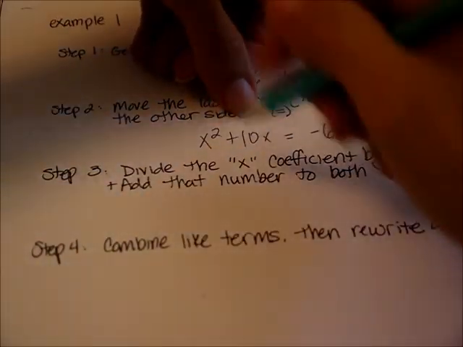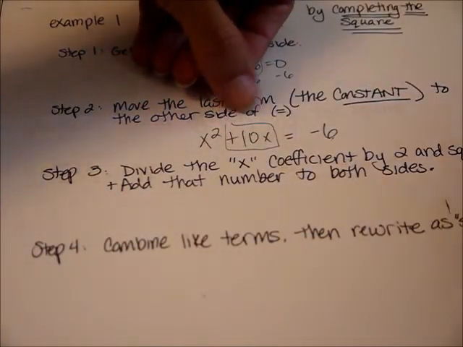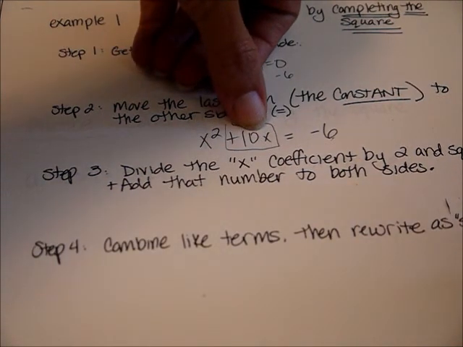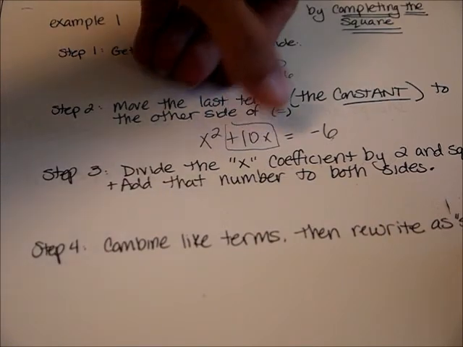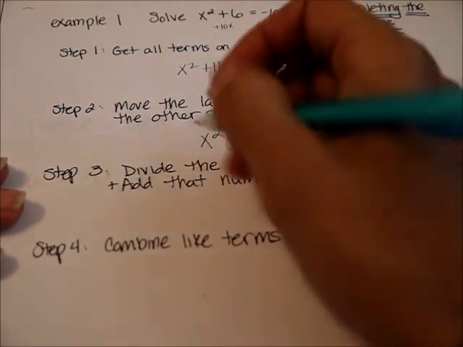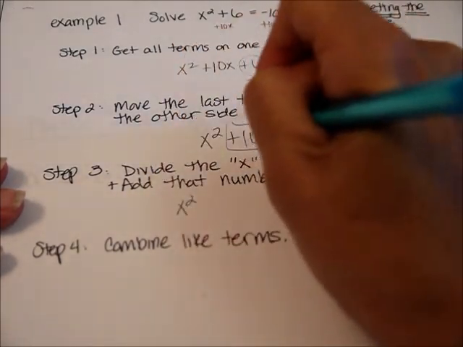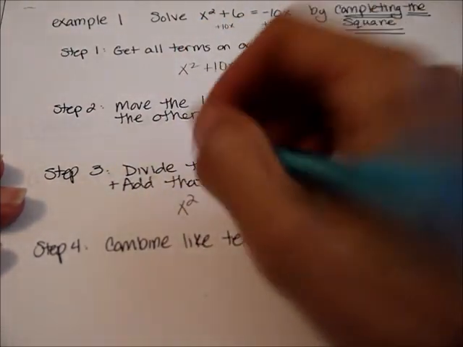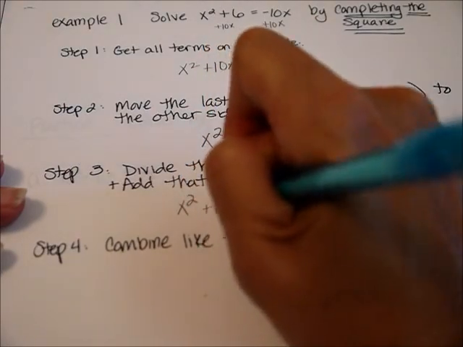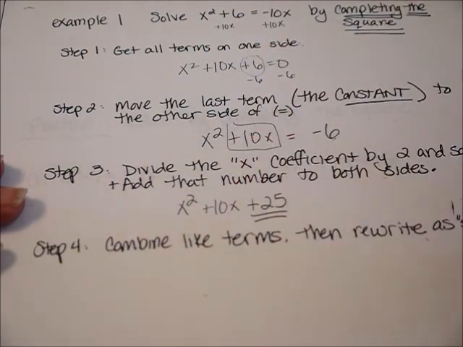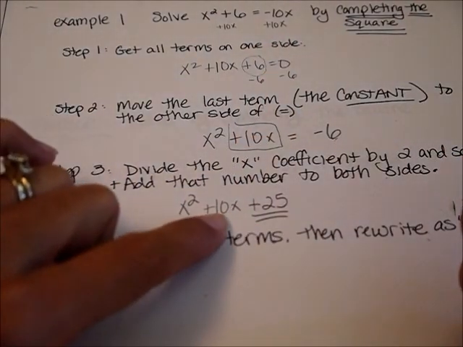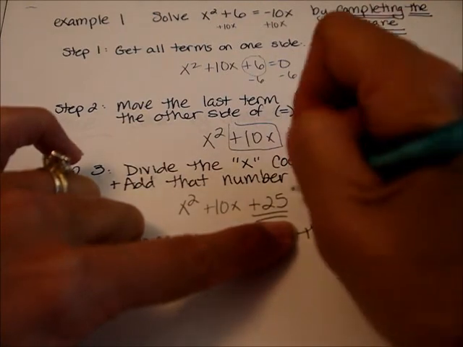The next thing we do is we focus on this guy, 10x. And the whole trick to it is divide by 2, divide 10 by 2 and square it. Divide by 2 and square. That's what you should memorize. So if we divide 10 by 2 and square it, we have 5 squared. So what is 5 squared? 25. Okay, so we put that fancy number, divide by 2 and square, add it to here.